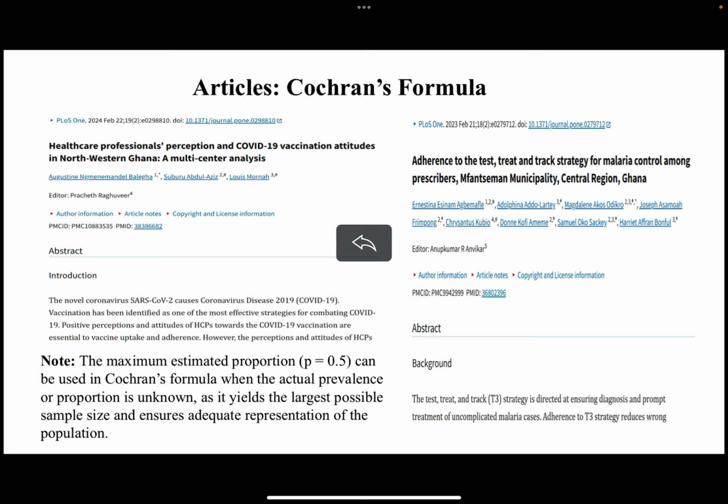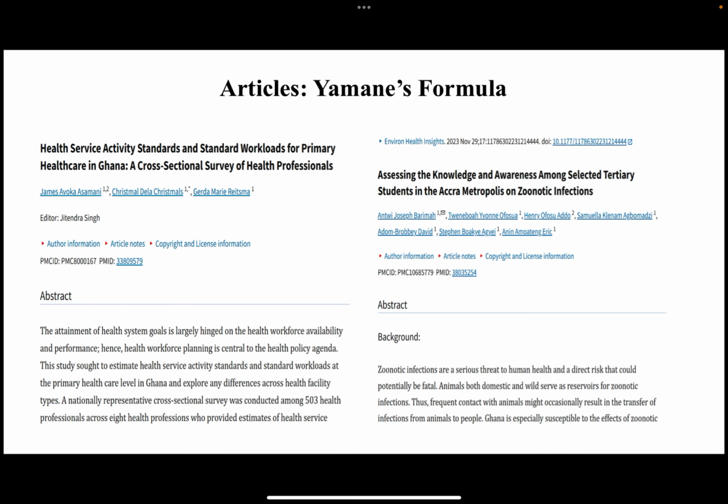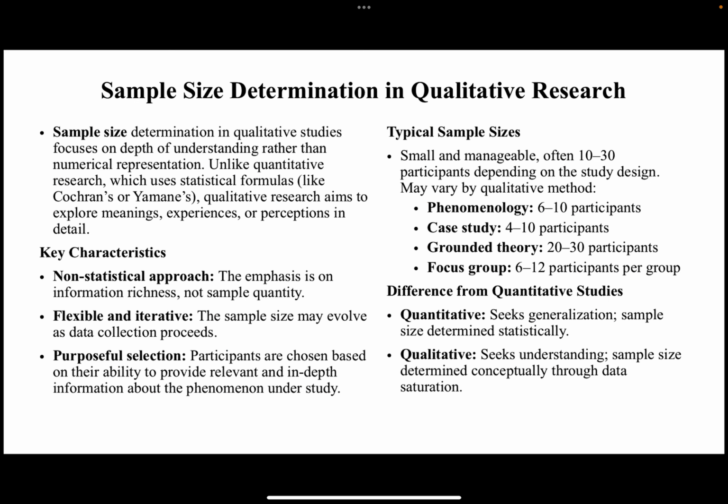Over here, there are a lot of papers that you can check. These are articles that use Cochrane's formula for sample size determination. These articles over here use Yamane's formula for sample size determination. You can reference these articles and check the style, how they made their presentations.